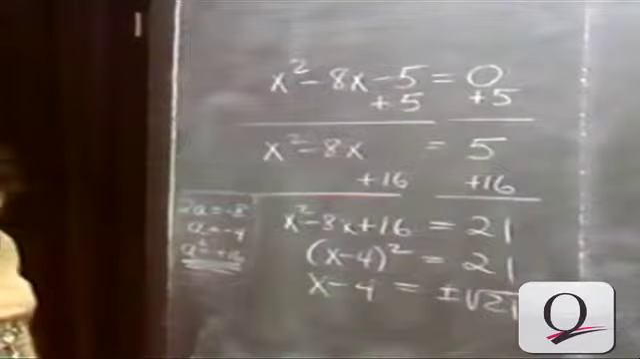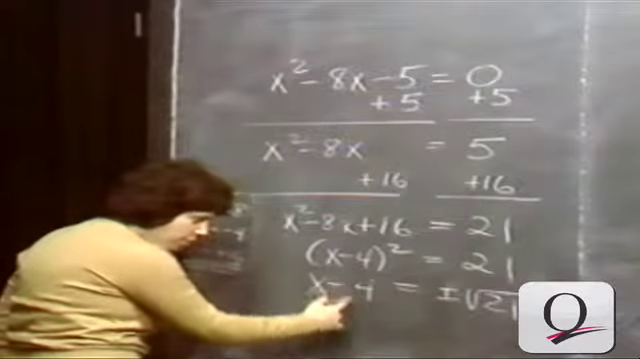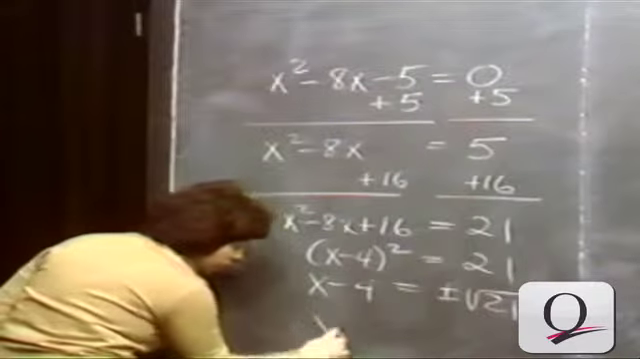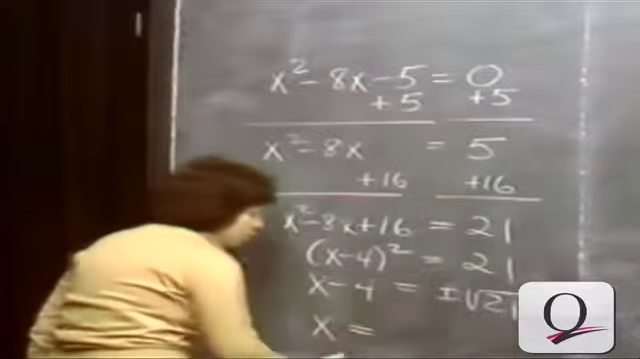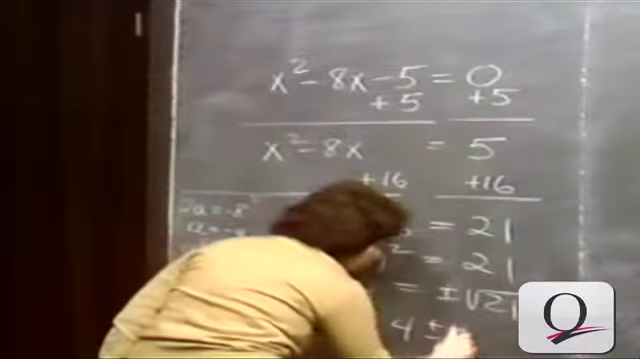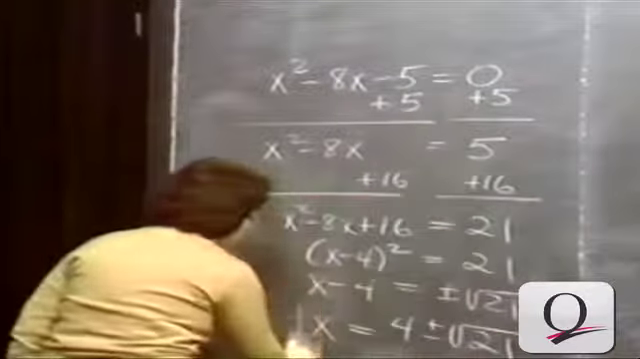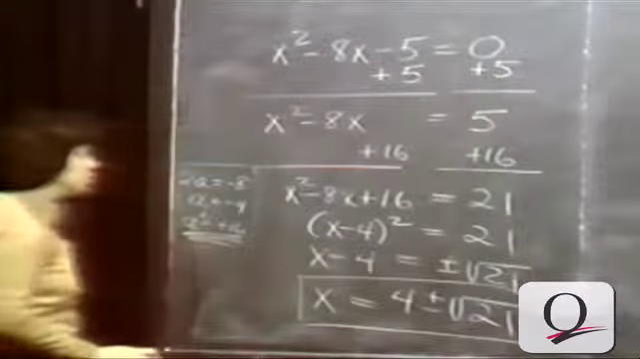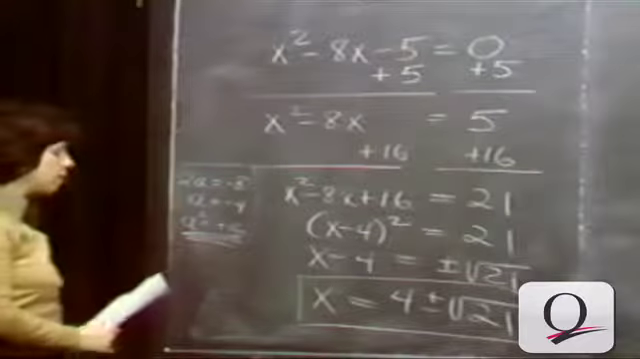We now add 4 to both sides. When you add 4 here, the minus 4 goes, you just get x. When you add 4 here, you get 4 plus and minus the square root of 21. We have here two real solutions to this problem.